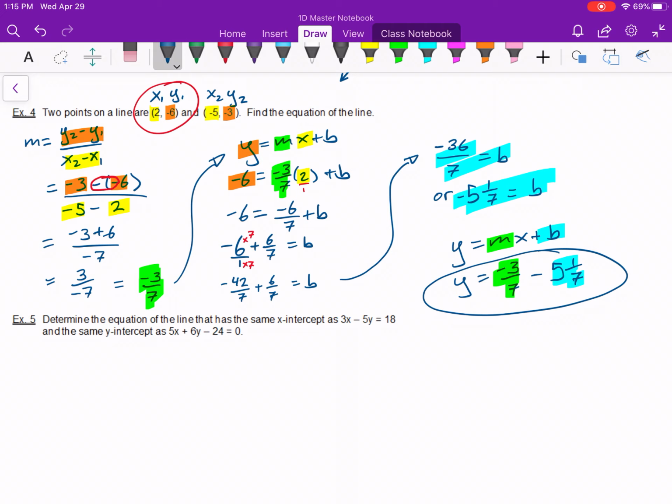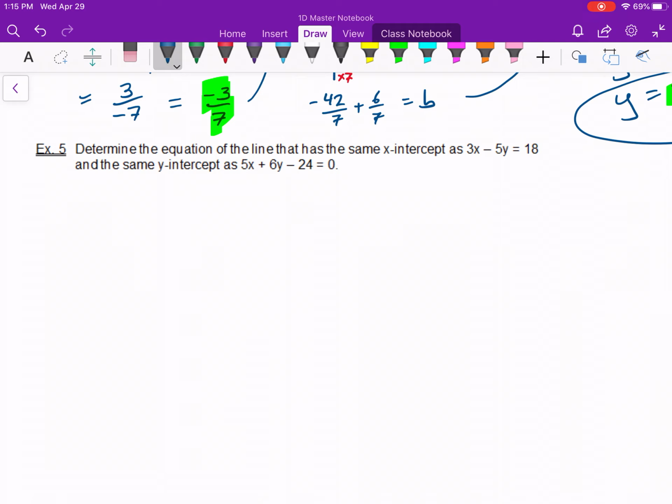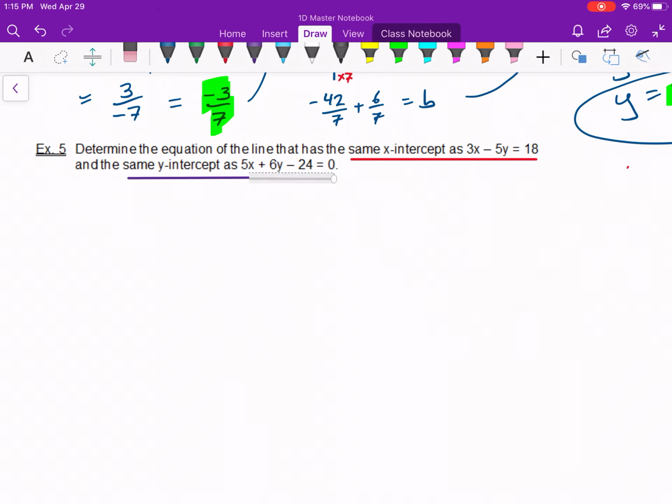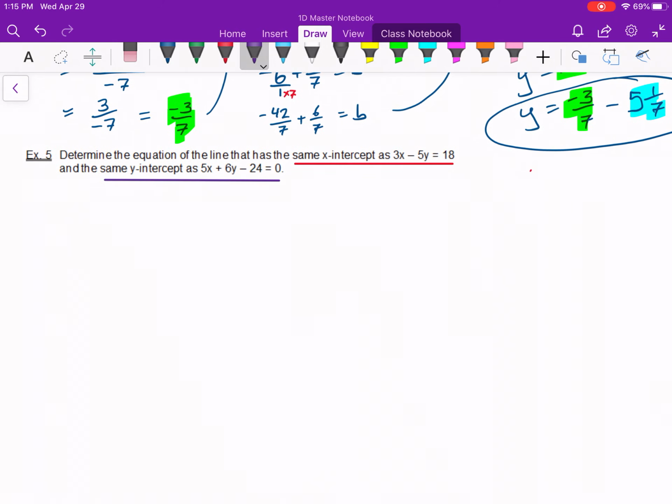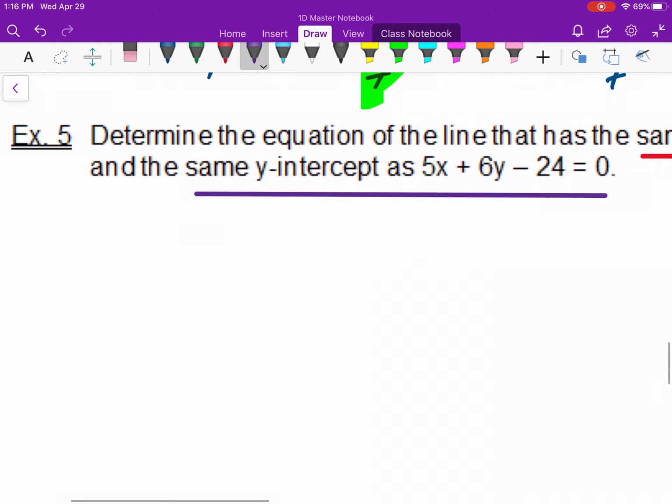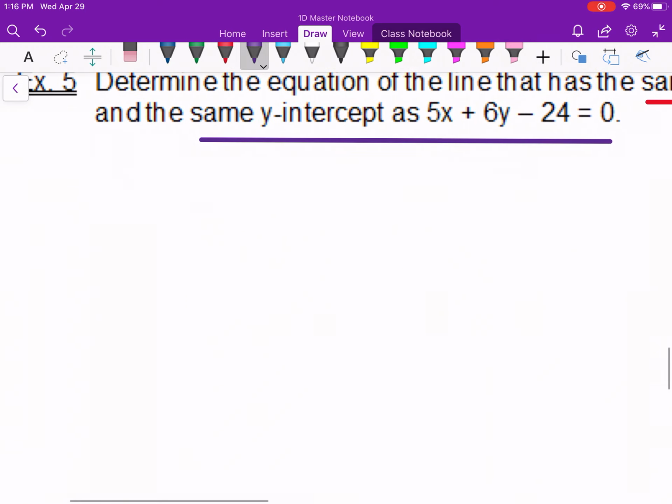Last example for today. Determine the equation of a line that has the same x-intercept as the x-intercept in this equation, and the same y-intercept as this one here. So we have to go back to what we've done before as far as calculating x and y-intercepts go. Remember, let's just work with what's here. So I'll work with this y-intercept on the left side of the page since it's already here.